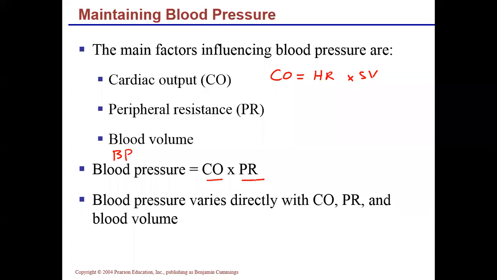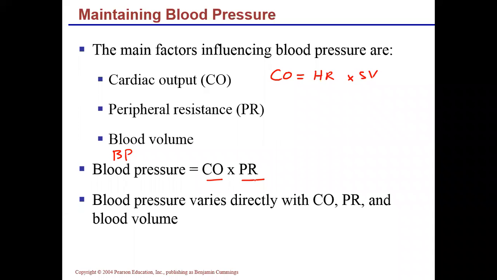Sometimes it's also known as vascular resistance, or intravascular resistance. It's the same thing. So three factors that were important in the peripheral resistance we mentioned were blood vessel length, the diameter, and also the viscosity. So blood pressure is directly dependent on this equation.